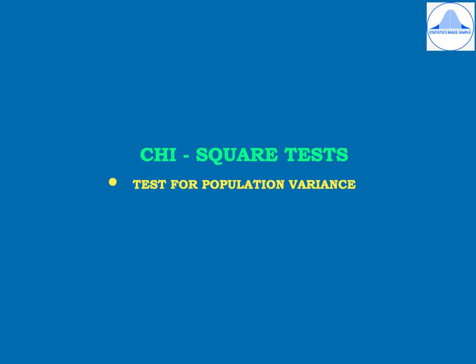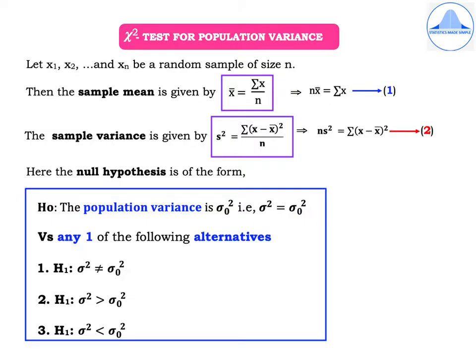In this video, I'll explain the chi-square test, starting with the first test, which is the test for population variance. A 5 marker will be based on this topic in the exam. So let's begin with the chi-square test for population variance.